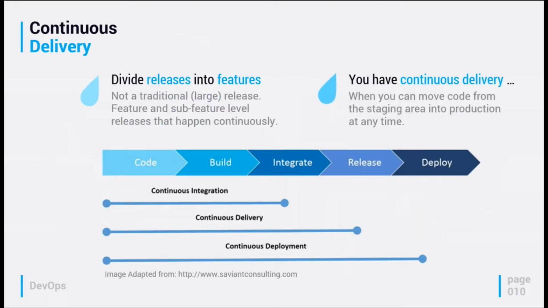Continuous delivery builds on continuous integration. By automatically building, testing, configuring, and deploying code to the production staging area, continuous delivery builds an automated software delivery pipeline into production. This means we're no longer releasing software in large traditional lifecycle releases. Instead, we're continuously delivering features or portions of features.